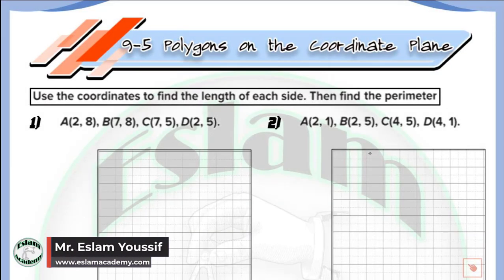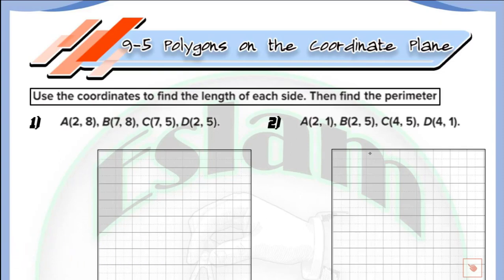Welcome back with a new math tutorial. In this video we are talking about polygons and the coordinate plane. How can we graph the polygon on the coordinate plane, and how can we find the length of each side? How can we find the perimeter and the area?